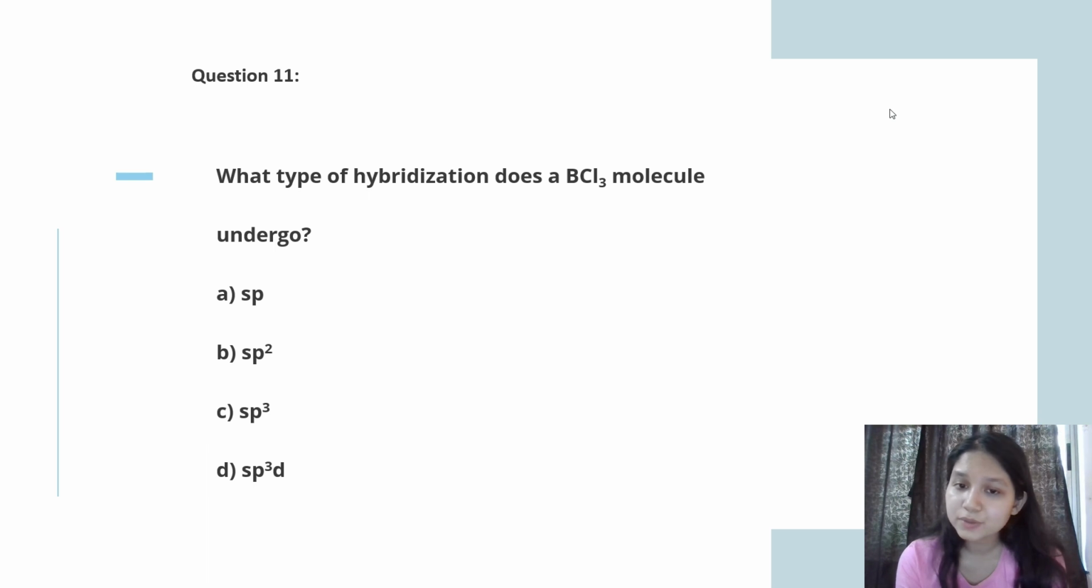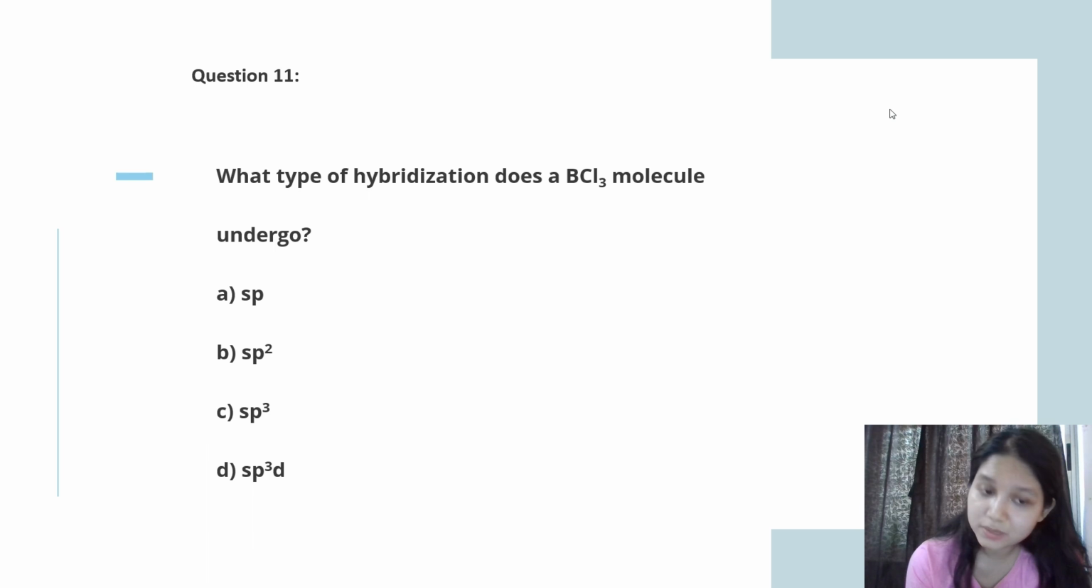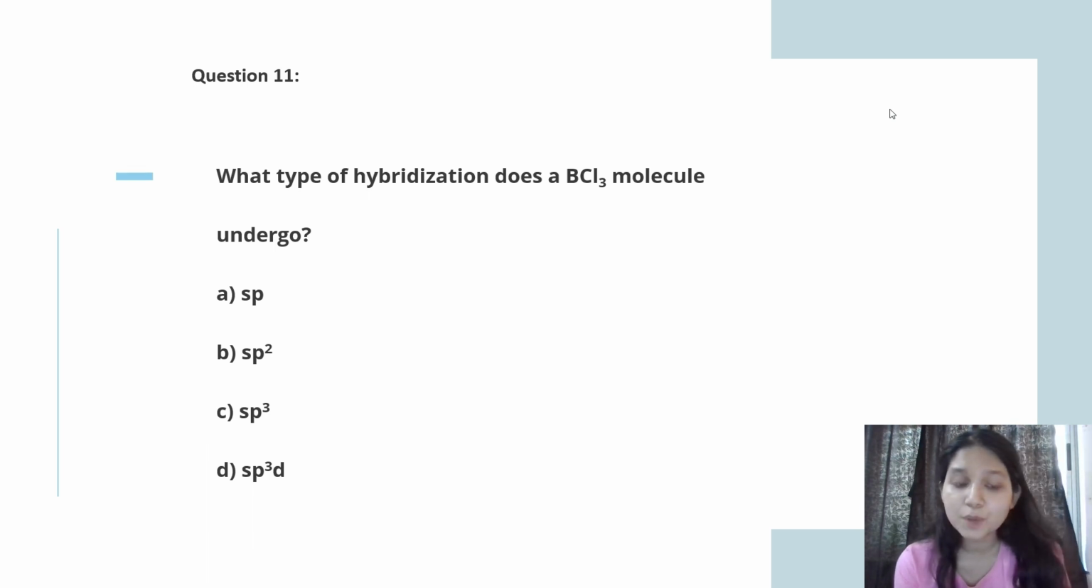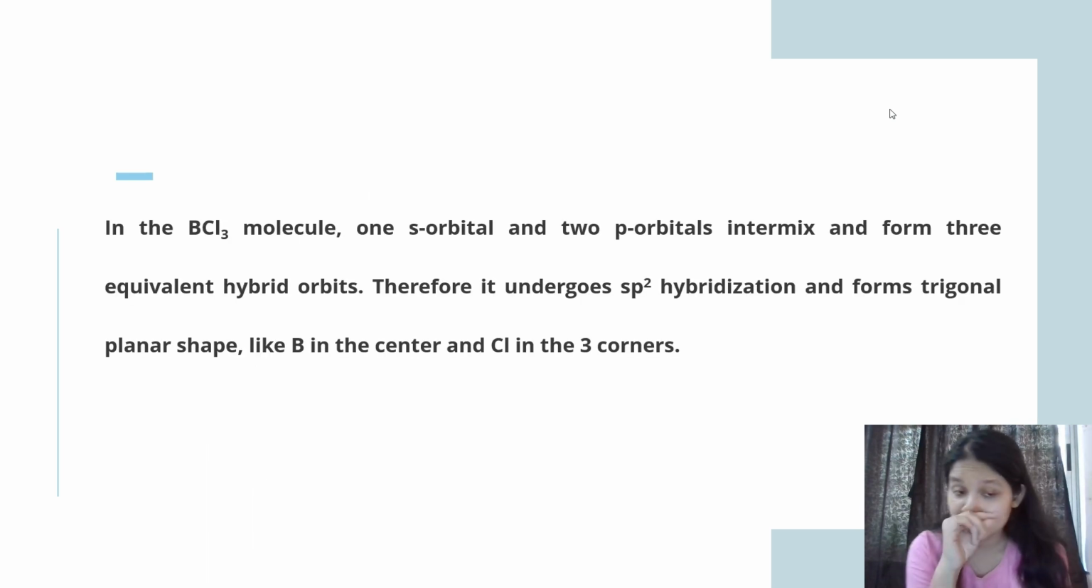We tried to figure out the hybridization, geometry and shape of the BCl3 molecule, and we found out that option B was the correct answer. The BCl3 molecule possesses sp2 hybridization and a trigonal planar shape.